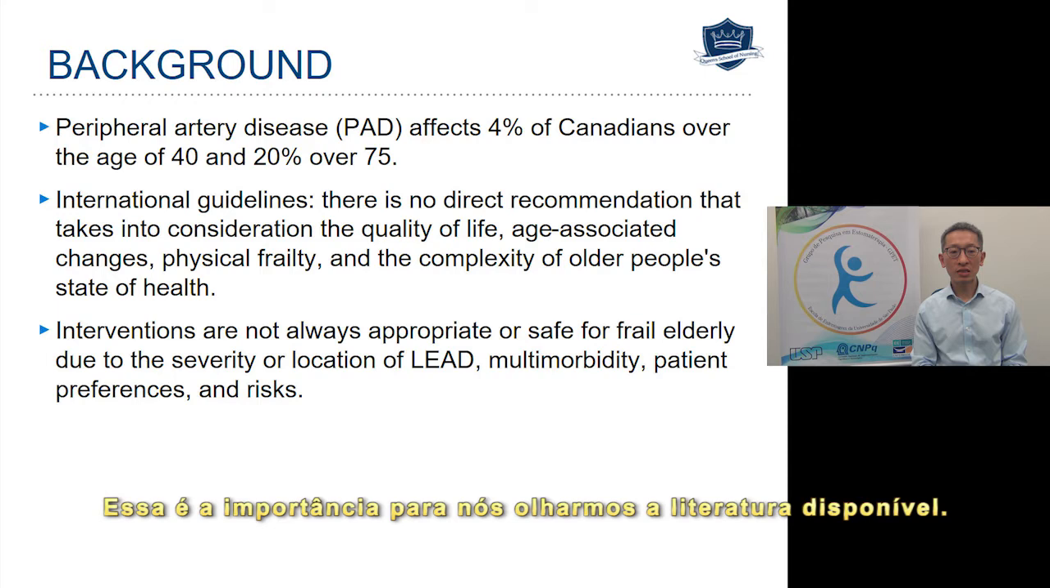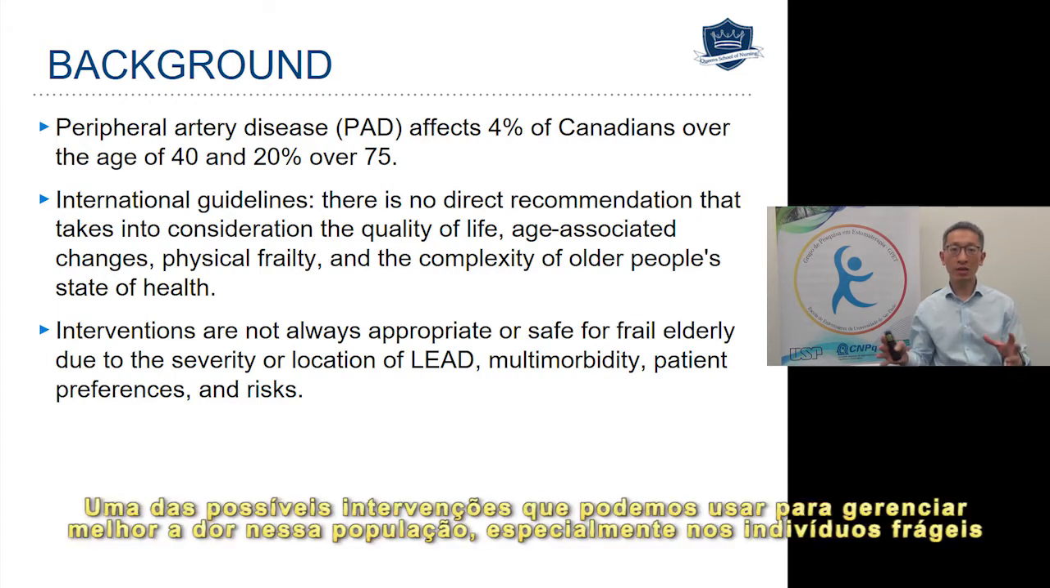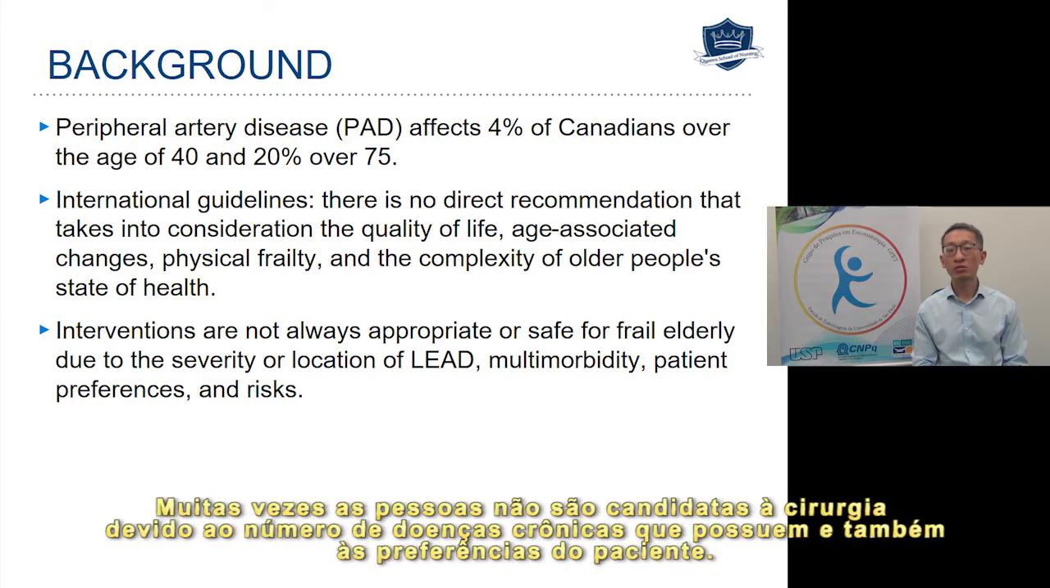And that's the impetus for us to look at, collectively, the available literature. What are the potential interventions that we can use to manage pain better in this population, especially individuals who fail and may not be surgical candidates because of the severity of the disease, the location of the blockade or occlusion? And a lot of times people are not candidates for surgery because of the number of chronic diseases they have, and also, of course, patient preferences.